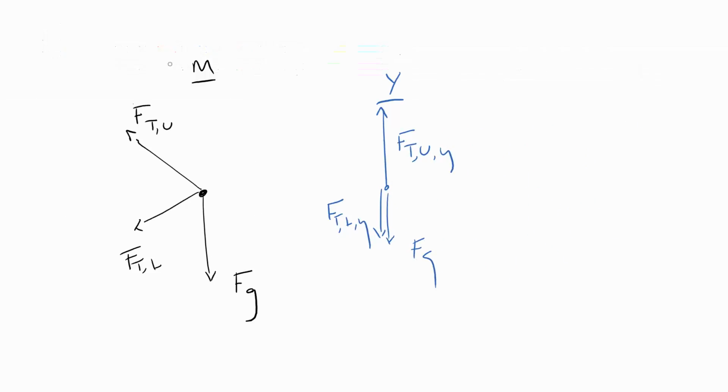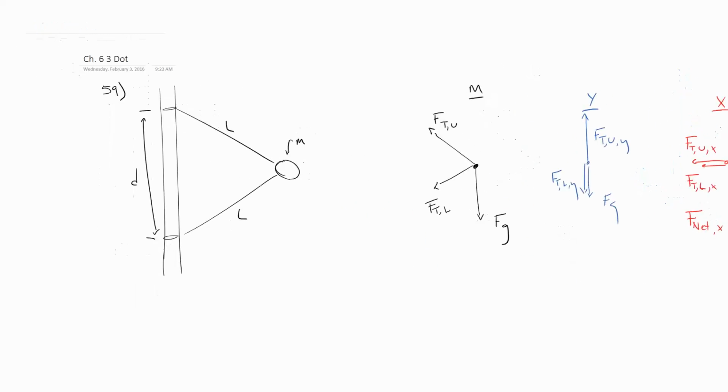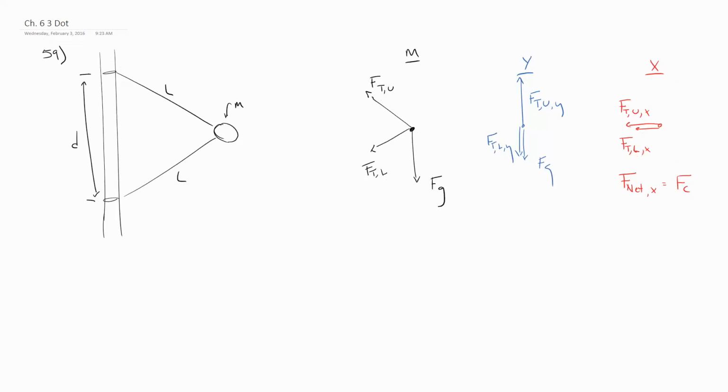Now, in the x direction, all that we've got are the x components of these two tensions. And we know that this has to be equal to the centripetal force in magnitude. Alright? So with that setup, that should hopefully get you a bit of the way through it.